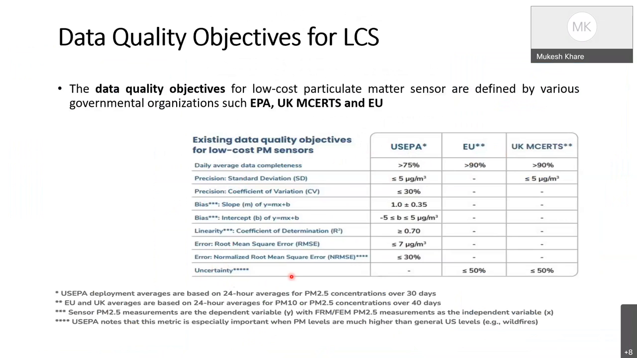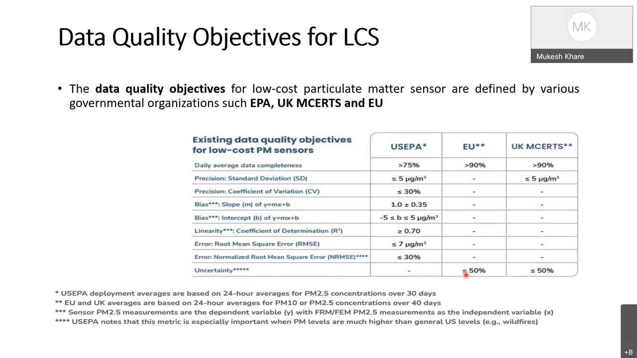However, if you look closely, the uncertainty included by the EU and UK includes most of these parameters while calculating the uncertainty. Also, there is one more thing. The USEPA protocol treats the reference stations as an error-free field, whereas the EU and UK recognize that the reference monitor has some uncertainty in its data, and it is included in the calculation of this parameter.